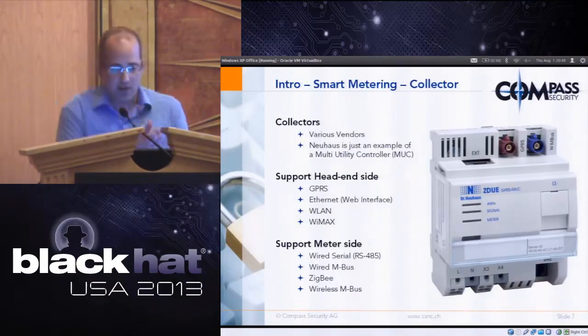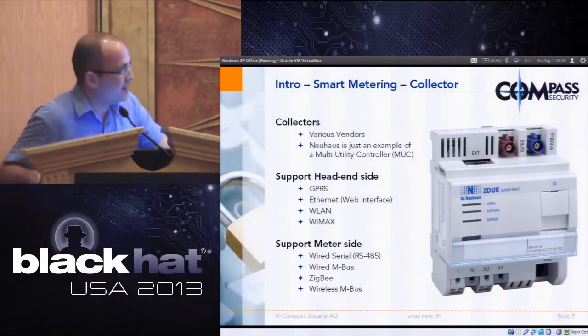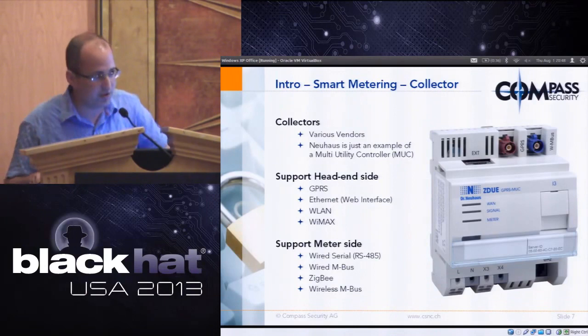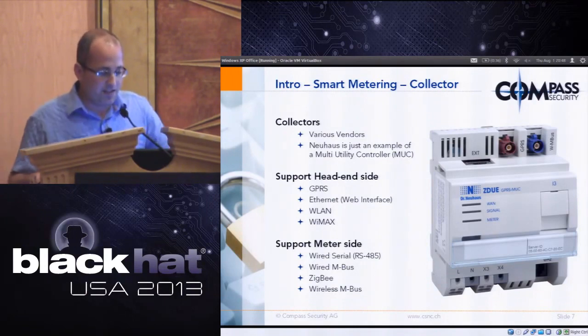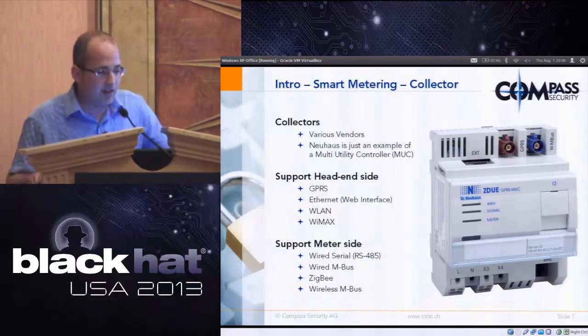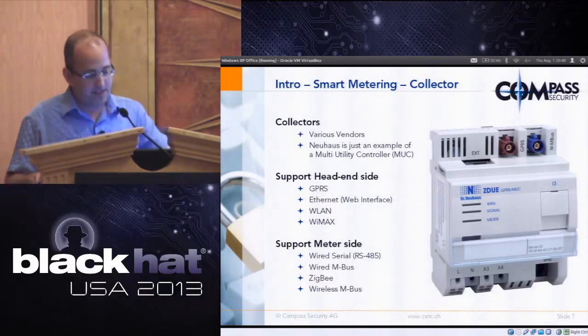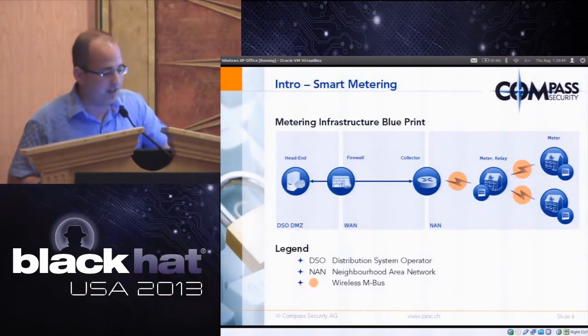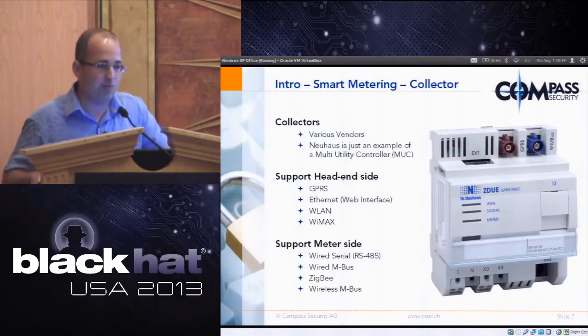You might wonder how such a collector looks like. That's a special collector which is called a multi-utility controller, so it can interface with electricity meters, gas meters, water meters, heat meters. It's actually built to fit on a top hat rail. Its head end side, so the part where it's speaking to the head end, is actually GPRS. There's a port for the antenna. There's another port for the antenna for the wireless M-Bus part.